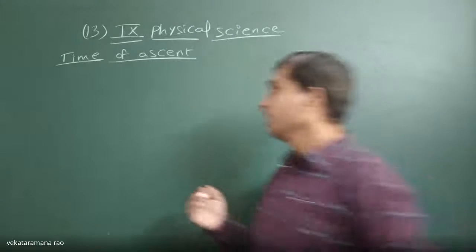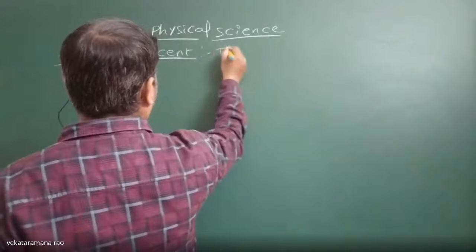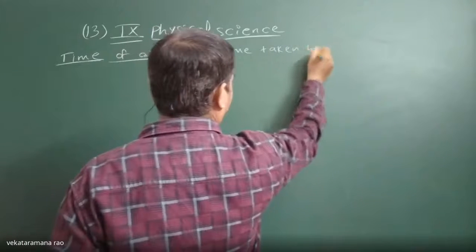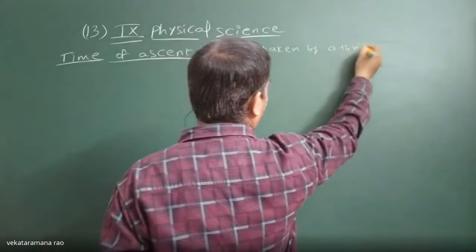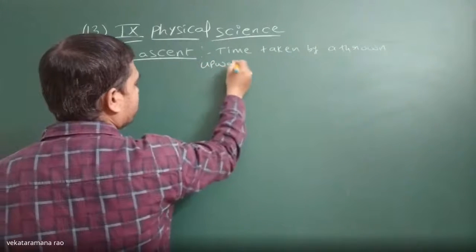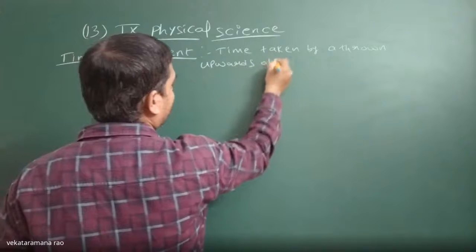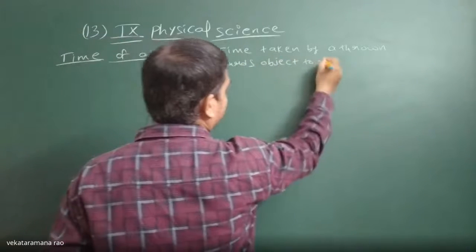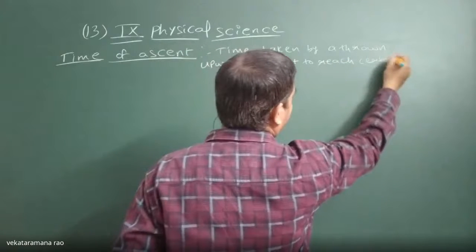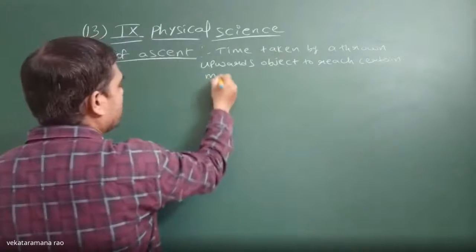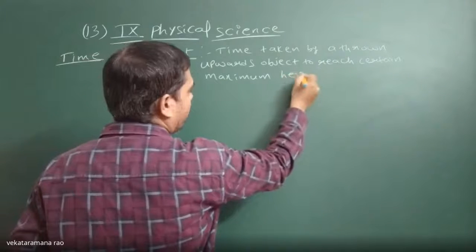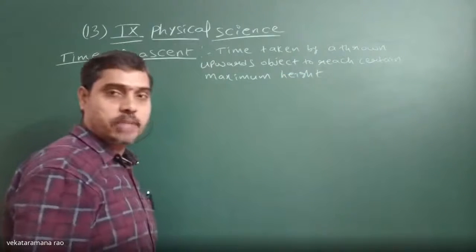So simply, what is the time of ascent? The time taken by a thrown upwards object to reach a certain maximum height, that we will call time of ascent.